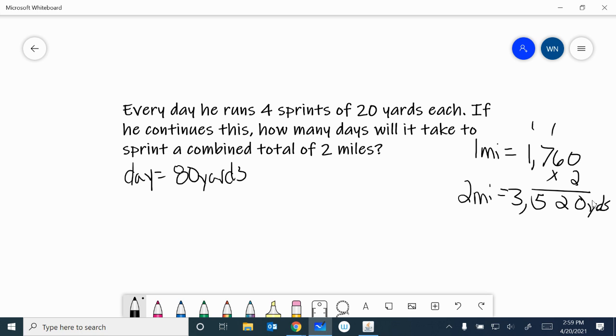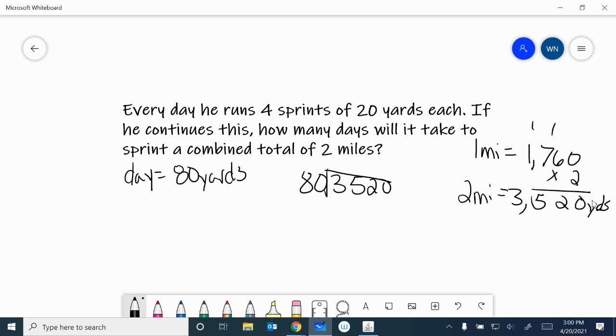So he runs 80 yards a day, and we want to know how long it's going to take him to run 3,520 yards. So the easiest thing here is to go ahead and divide 3,520 yards by 80 yards a day, which will tell us how long it's going to take him to run that 3,520 yards. Let's go ahead and do some mental math here.